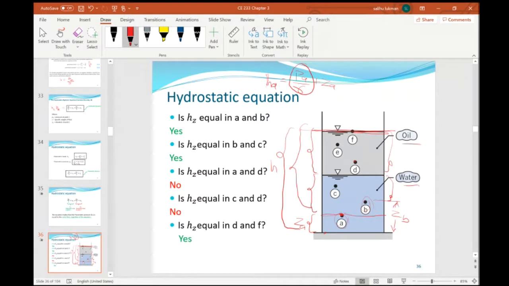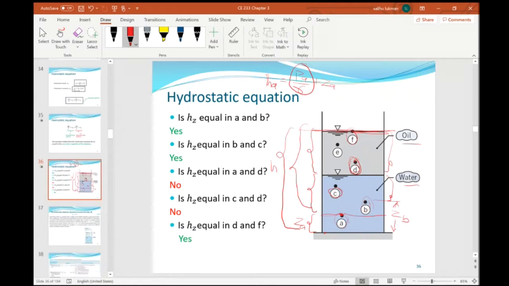The same thing when you consider C and D. C is in water, D is in oil. So the piezometric head is not the same because the densities of the two fluids are different. The same thing for D and F. No, D and F are in the same fluid, so they have the same piezometric head, because the two points are within the same fluid, so the density of the fluid element here is the same. This is very, very important.